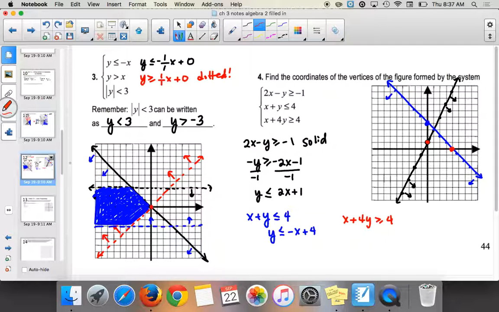So you could also count the slope here. You could say, oh, it goes down 1, right 4, so I'm going to go up 1, left 4 to get the next one. Like you could get other points if you need it. So let's go ahead and sketch it in.